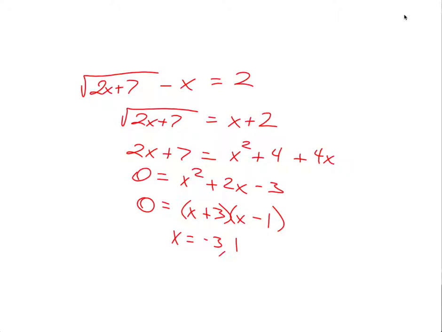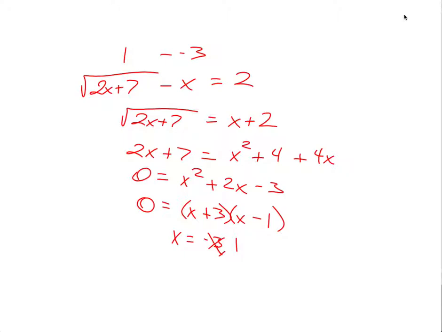Let's double check. So plug in negative 3. 2 times negative 3 is negative 6. Negative 6 plus 7 is 1. The square root of 1 is 1. So this is 1 minus, I plug negative 3 in, so 1 minus a negative 3. Does that give me 2? No, that does not give me 2. Therefore, negative 3 is not a solution.